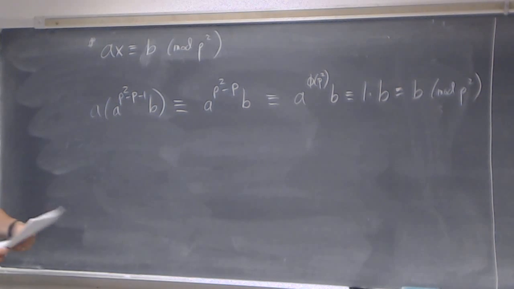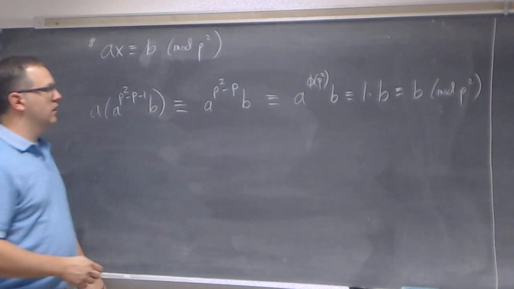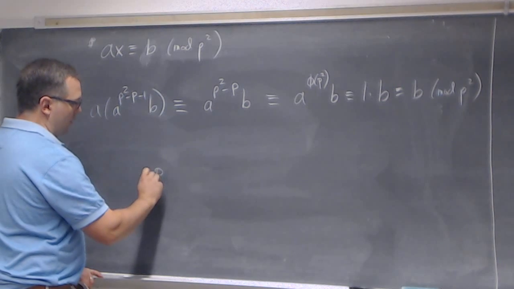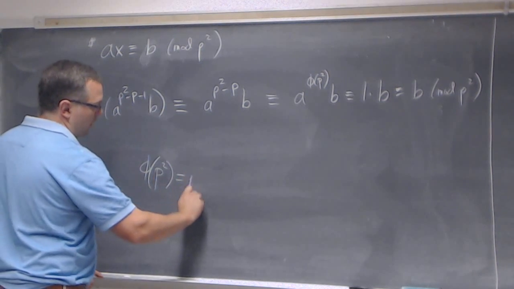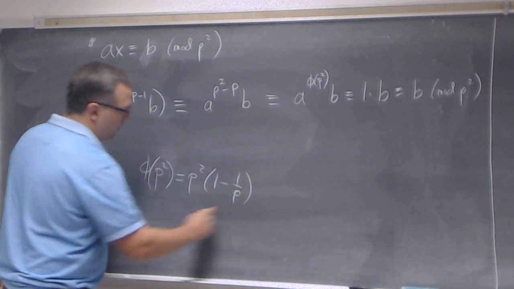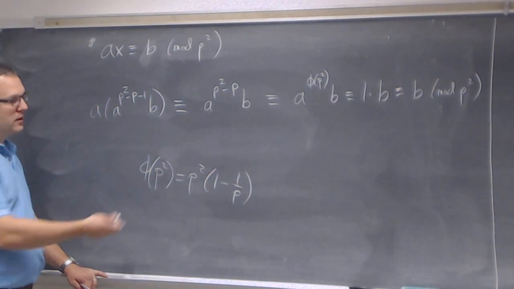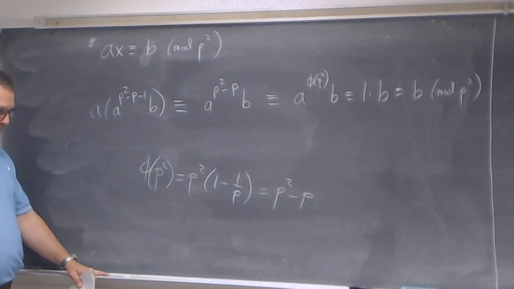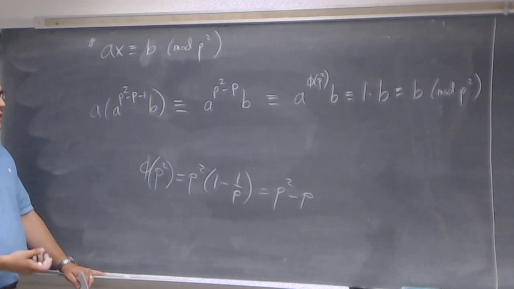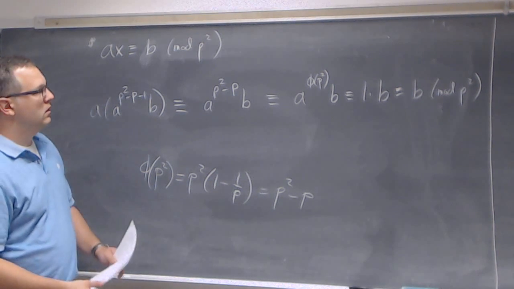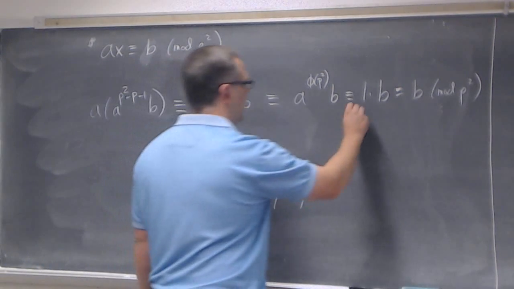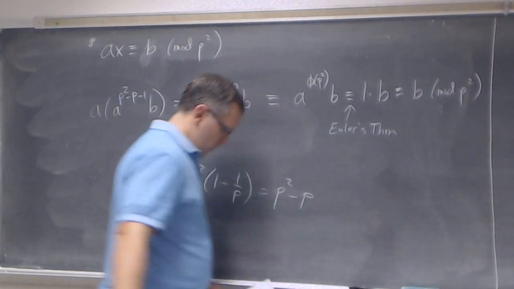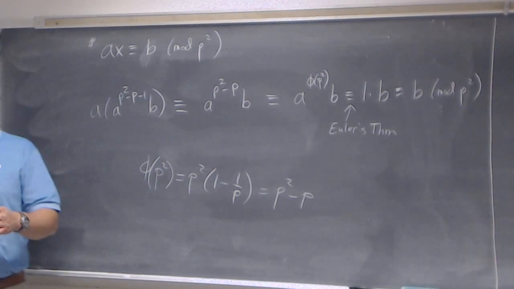Okay. So we're using Euler's theorem here, right? And maybe you might not recognize phi of p squared. If you think of phi of p squared as p squared times 1 minus 1 over p, you probably wouldn't have recognized it. You just have to multiply this out and you get p squared minus p. So I want to justify everything. Any questions with that?